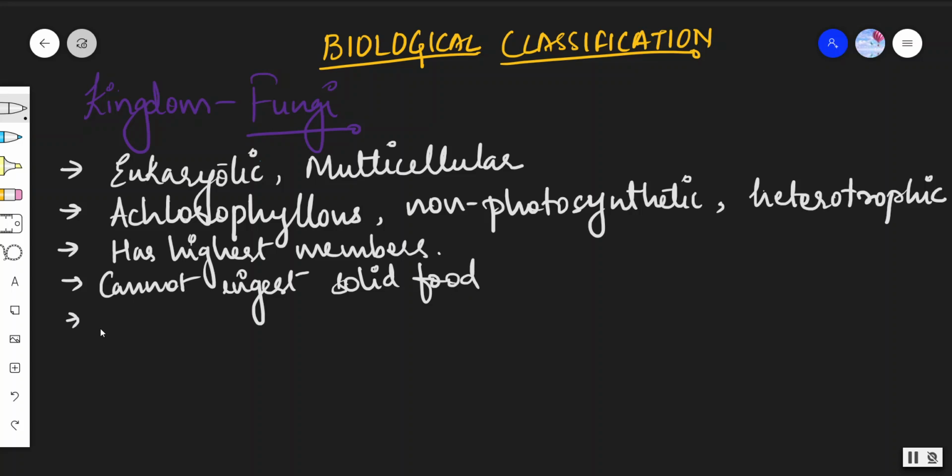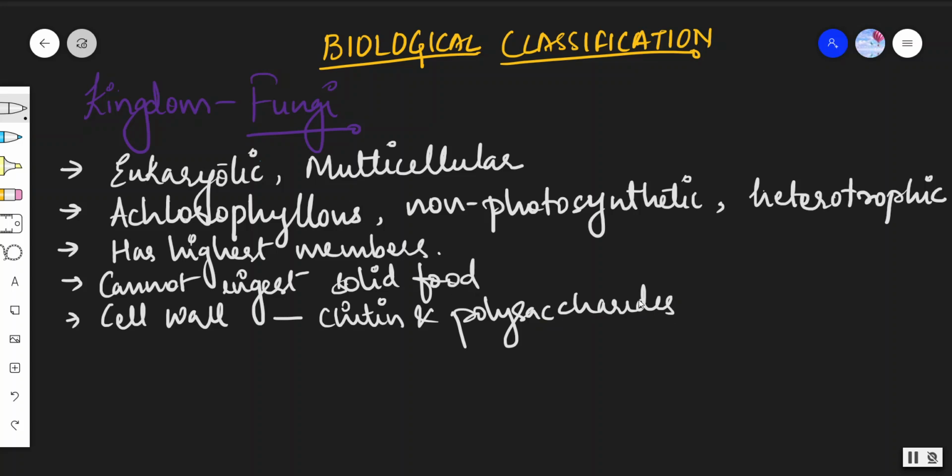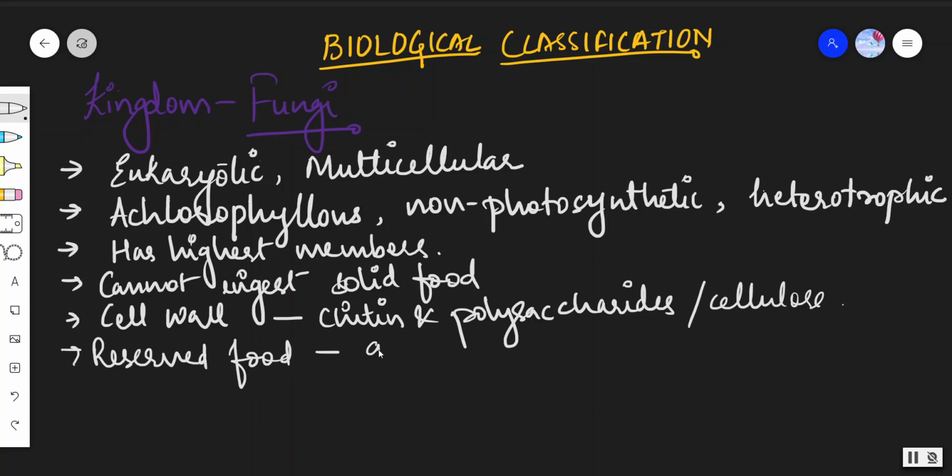Clear? Now the cell wall in fungi is made up of chitin and polysaccharides or cellulose. Okay, let me write it down. Cell wall made up of chitin and polysaccharides or cellulose. The reserve food material in them is glycogen or oil. Reserve food is in the form of glycogen or oil.